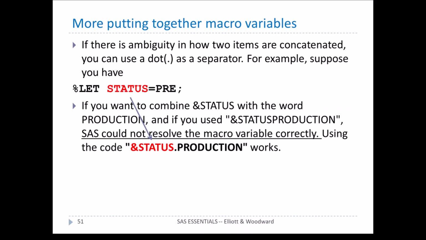Now, there could be a problem here, an ambiguity. What if I have a variable, let's call it status, which I'm going to set to pre, but I want to combine it with the word production. Production is not a variable. Production is just some text. So if I tried to use &status production, that wouldn't work. Or if I said &status &production, that wouldn't work because production is not a macro variable. So the way to solve that is I say &status.production, and that resolves to pre production, without the dot.